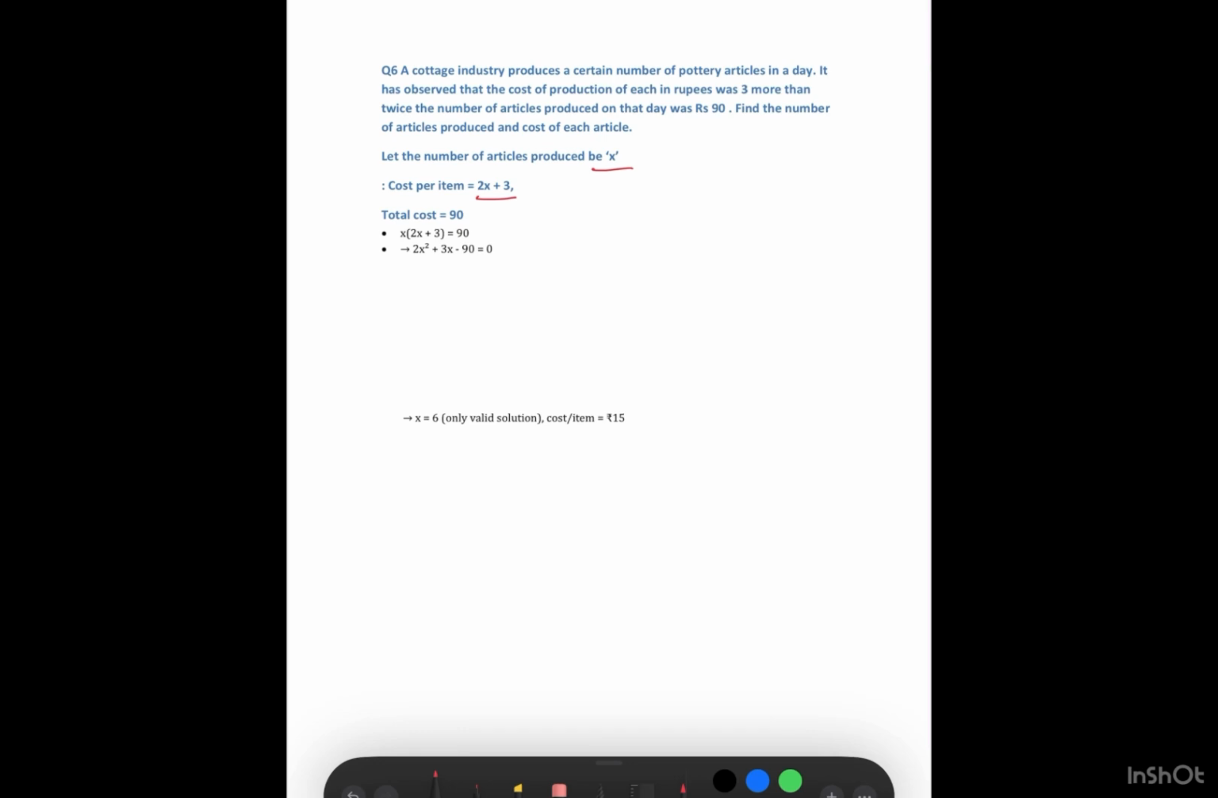So let the number of articles produced be x. We are given that the cost of production was 2 times, 2 times means 2x, plus 3 more. So that means 2x plus 3. Also the total cost of production was 90 rupees. Now the cost of production will become x into (2x plus 3), which is 90. Simplifying the equation, I'll get 2x square plus 3x minus 90 is equal to 0.